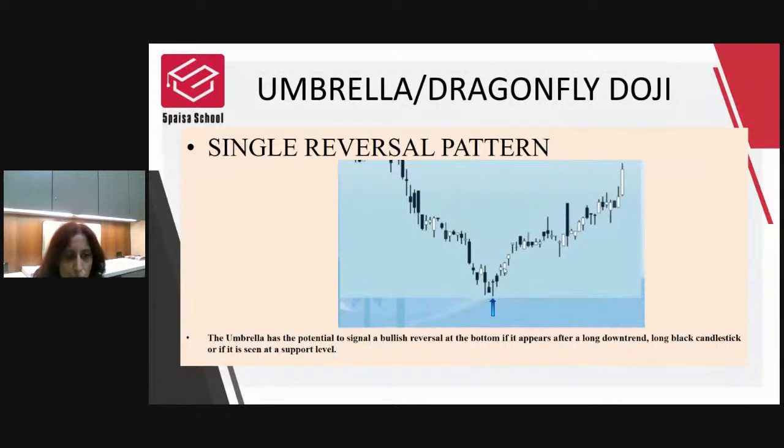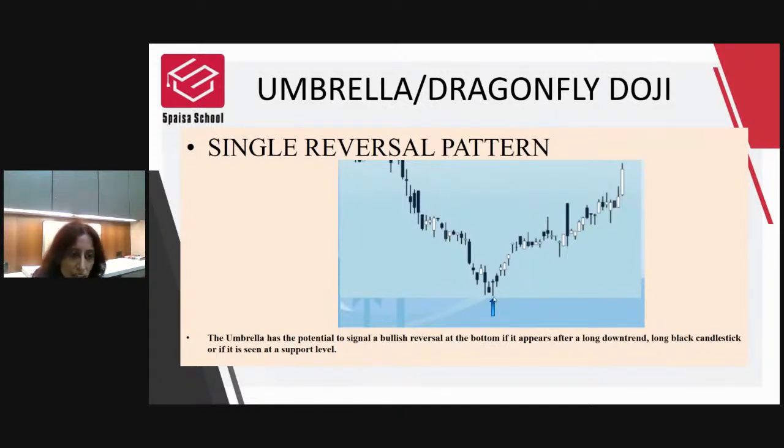So the umbrella has the potential to signal a bullish reversal at the bottom if it appears after a long downtrend, a long black candlestick or red candlestick, or if it is seen at a support.